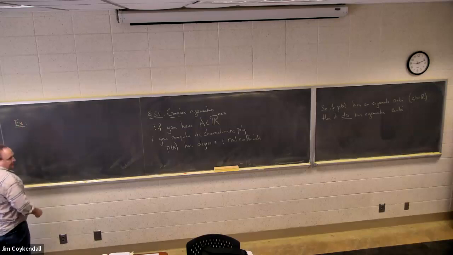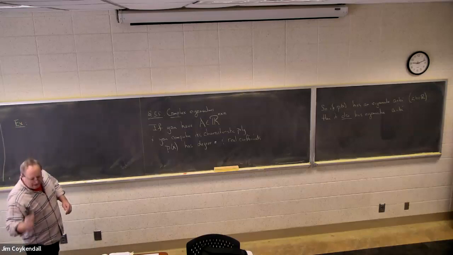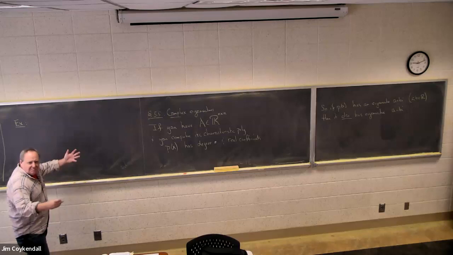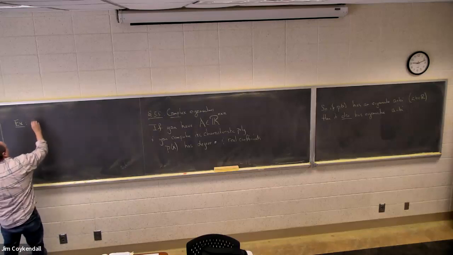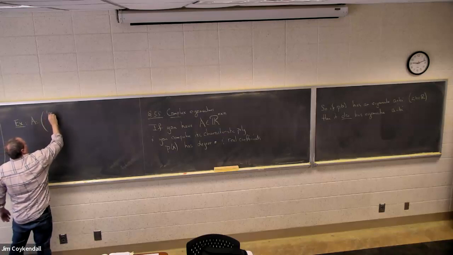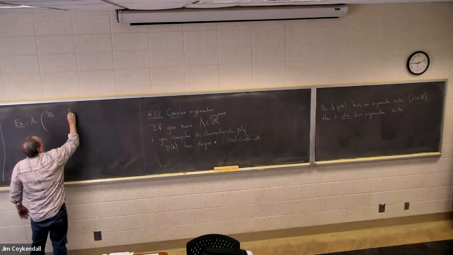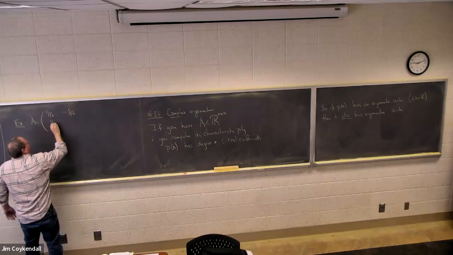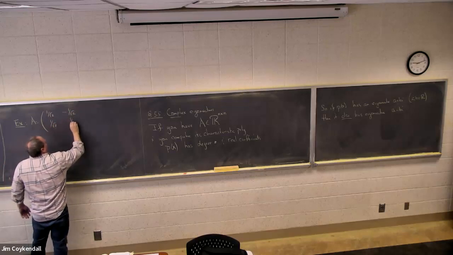So this is my first naive example. In my naive example, let me compute some eigenvalues and eigenvectors. Let A be 1 over radical 2, minus 1 over radical 2, 1 over radical 2, 1 over radical 2.